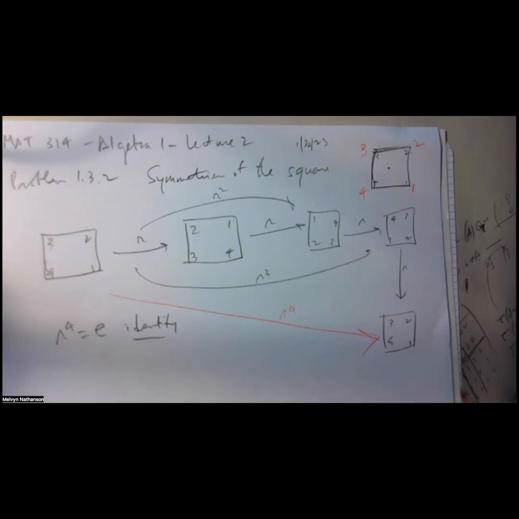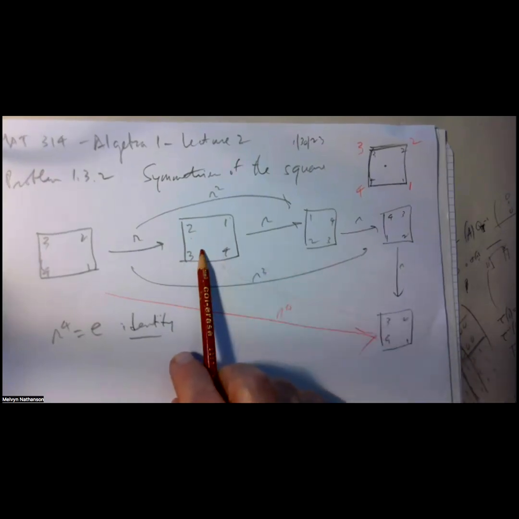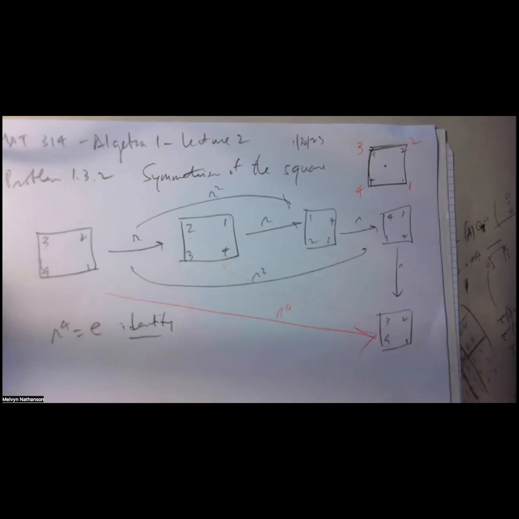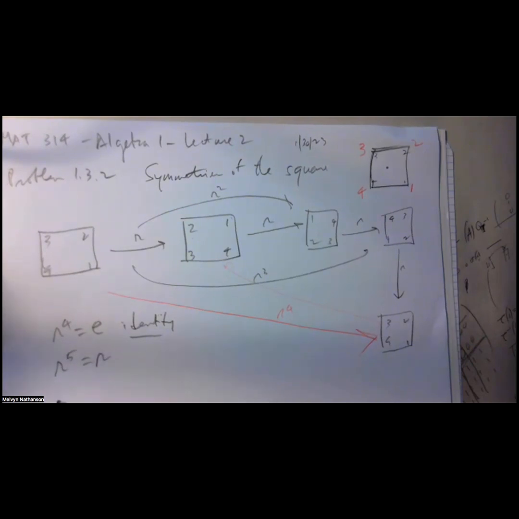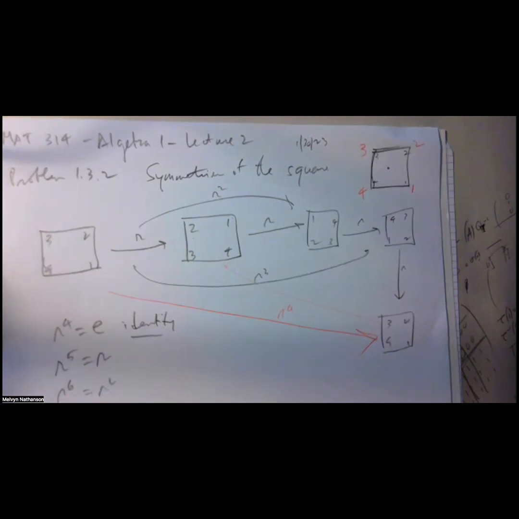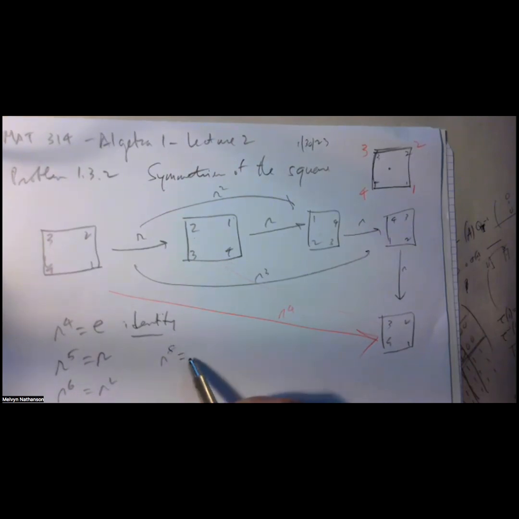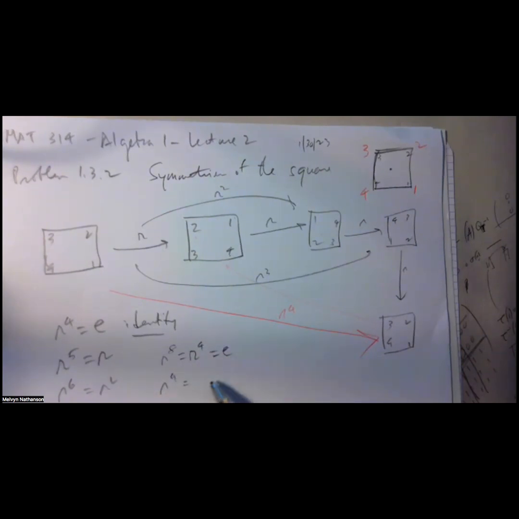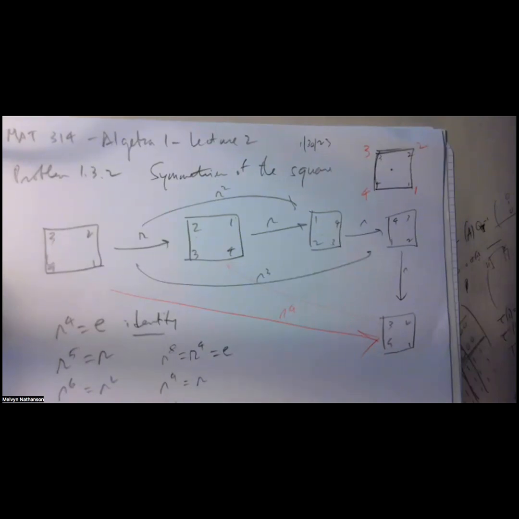Now, suppose you take this and you apply r again. Well, when you apply r again, you're back here, 1, 2, 3, 4. So r to the fifth is the same as r. And r to the sixth is r squared. And r to the seventh is r cubed. And r to the eighth is r to the fourth, which is E. And r to the ninth is r. And r to the 10th is r times r, which is r squared.